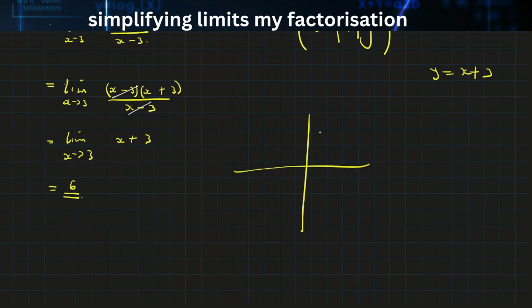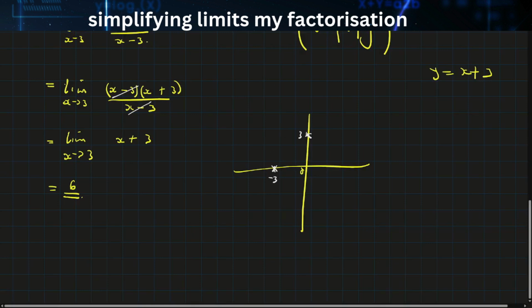When x is 0, we remember on a straight line, if we want to graph straight lines, we always look for the intercepts. So here y is 3. When y is 0, then x is going to be negative 3. So our graph is going to be something passing here, like this.